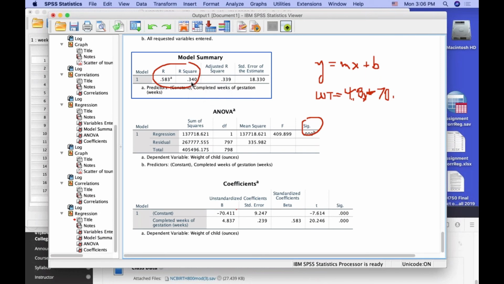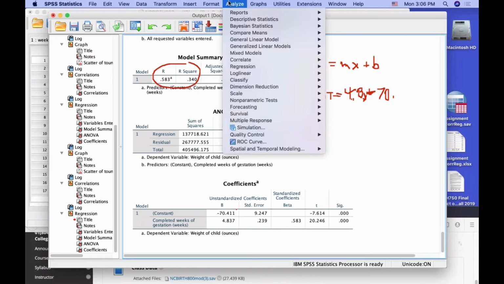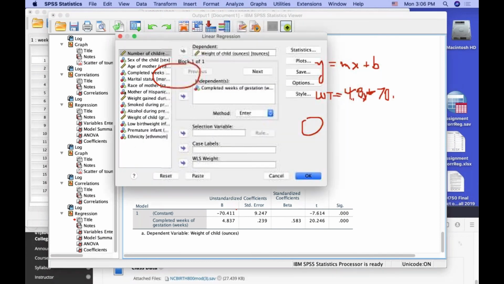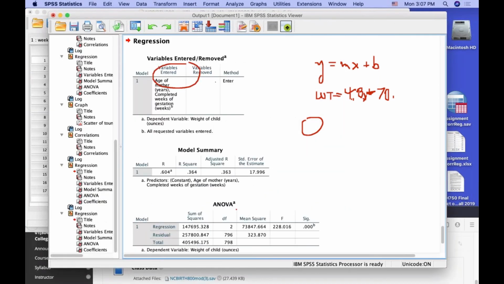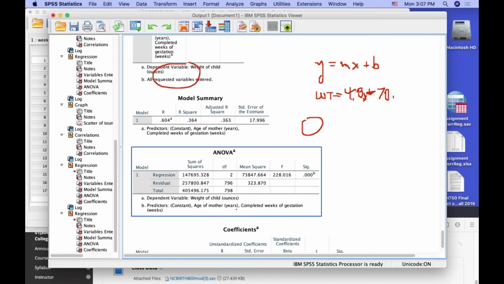And we had a little bit of an effect also from the age of the mother. I'm going to do something here. I'm going to go to Analyze, and I'm going to go to Regression, and I'm going to go to Linear Regression. And look at this box where it says Independent. In that box, I'm going to take the age of the mother and move that in there at the same time. So now I have 2 independent variables, completed weeks of gestation and the age of the mother. So I'm going to go ahead and click OK. Now, there's a number of ways that you could do this analysis, but I'm going to click OK.